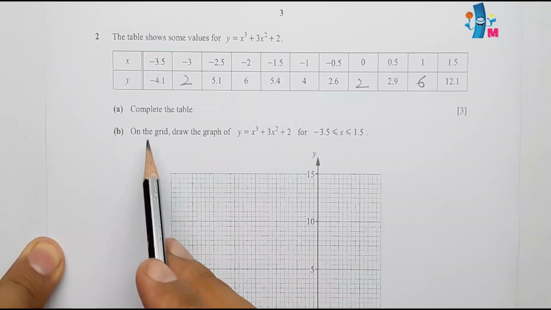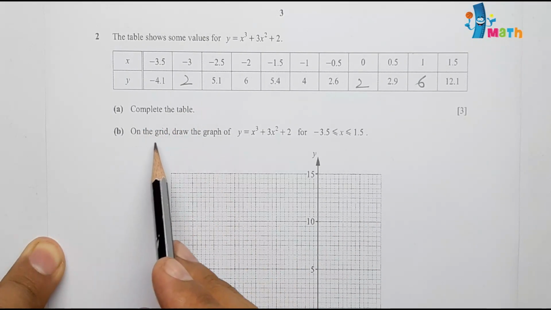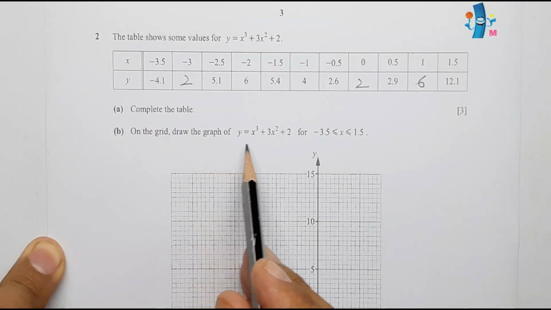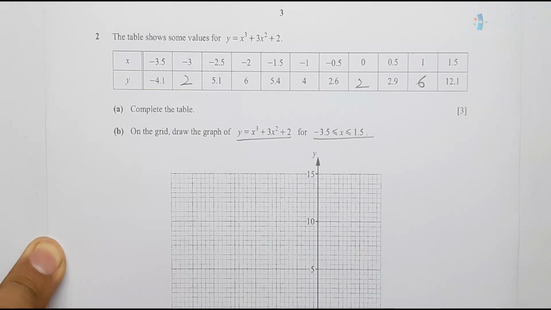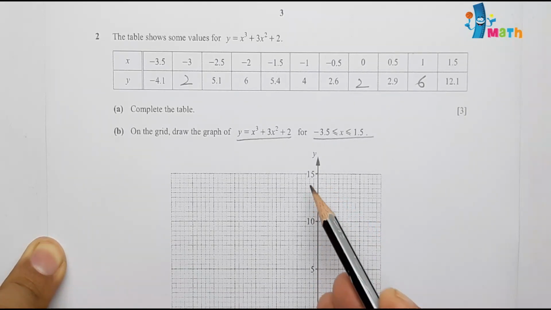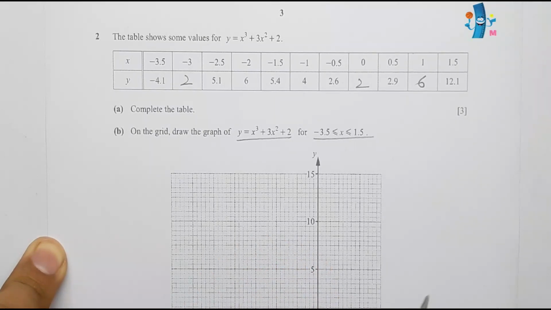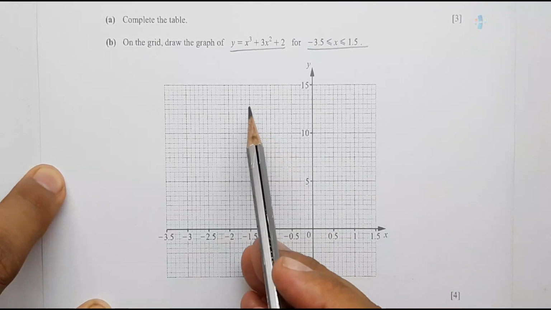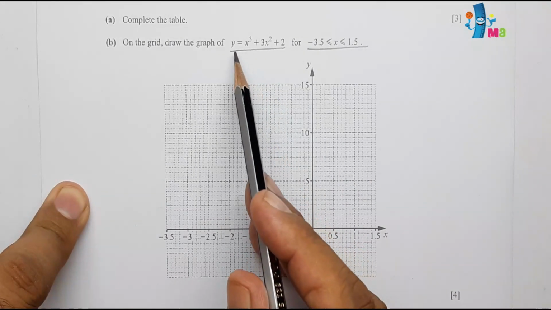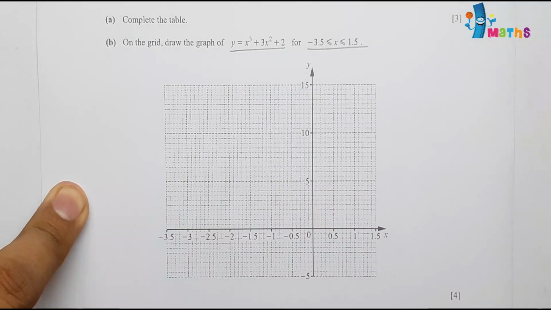Then complete the table, A part, which we have done. On the grid, draw the graph of this equation for this range. For this range, they have given the x-axis from minus 3.5 to 1.5, and similarly the y-axis they have given from minus 5 to 15. So on this grid provided we have to plot this equation y is equal to x cube plus 3x square plus 2, for which we have the table of values.